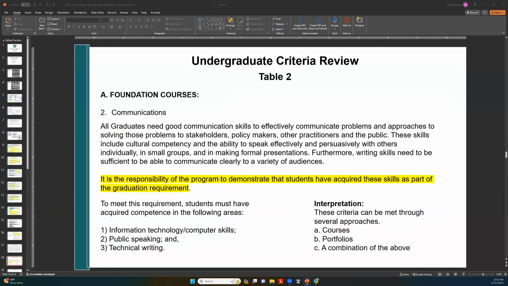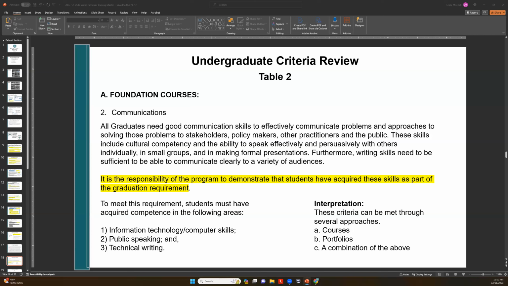So on communication, as the highlight says, it's the responsibility of the program to demonstrate that the students have acquired these skills. Most every program we see has a couple of communication courses, both oral and written, whether it's technical communication, writing for the sciences, argumentation and debate, or just general communication. But we see that they've got those three competencies, and then what the interpretation could be.